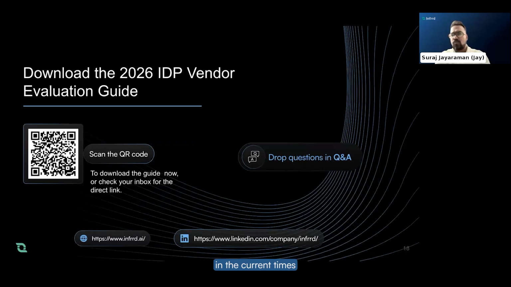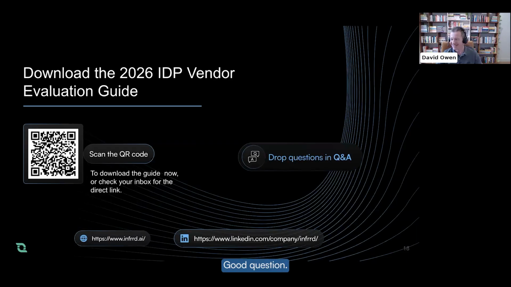In the current times where agentic AI is taking over the automation, how is IDP significant to document automation? Good question. Look, to me, IDP is almost like your automation engine, and you might have agentic AI sitting around the core of your engine.